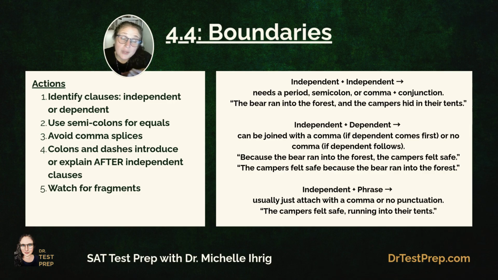We want to make sure we avoid comma splices. Comma splices happen when there isn't a for, nor, so, but, yet, type conjunction after the comma. So we need to make sure that we always have those conjunctions keeping those clauses together. We also use colons and dashes to introduce or explain after we already have something going on. So like for the last one, the campers felt safe. That happened first. So that's why we have the dash or colon, or in this case the comma, to explain. And then watch for fragments.